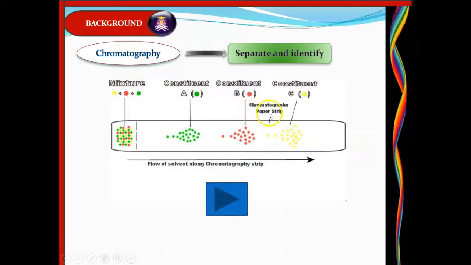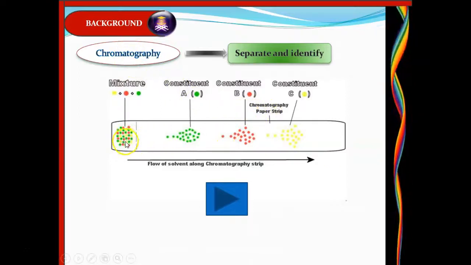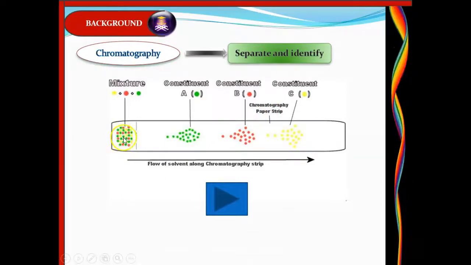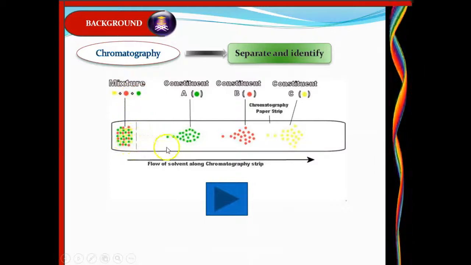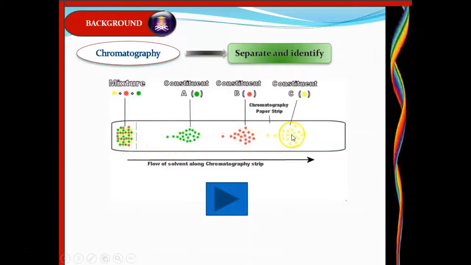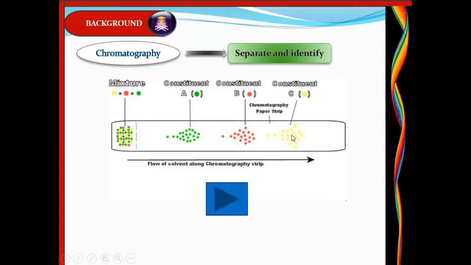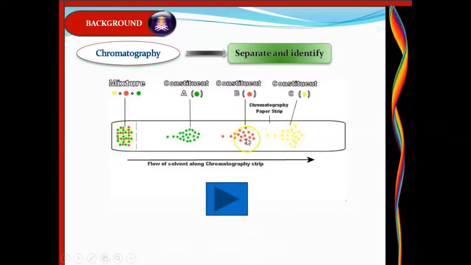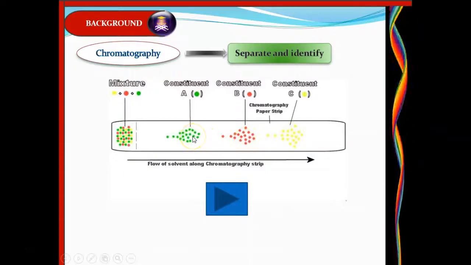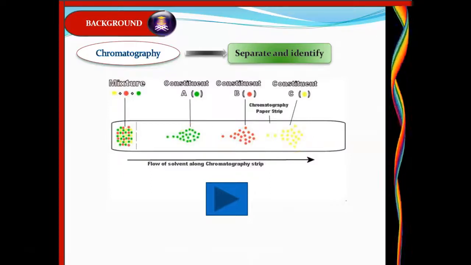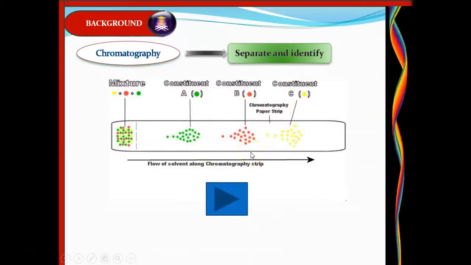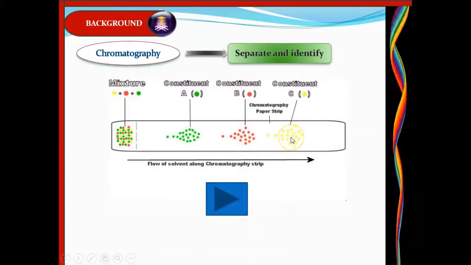As we can see here, the three types of dots contain yellow, red, and green colors. When they undergo the separation process, the yellow compound has moved faster compared to the red spot and the green spot. This means that the yellow constituent has less tendency towards the stationary phase, so the yellow compound is more non-polar.